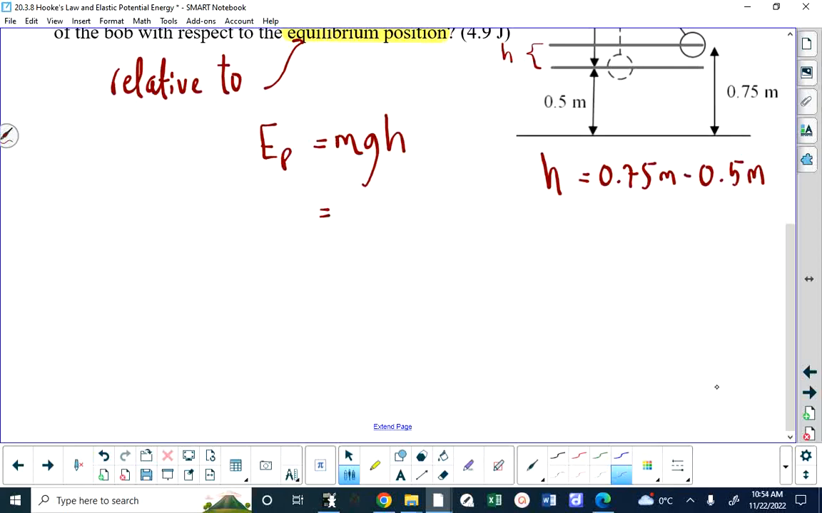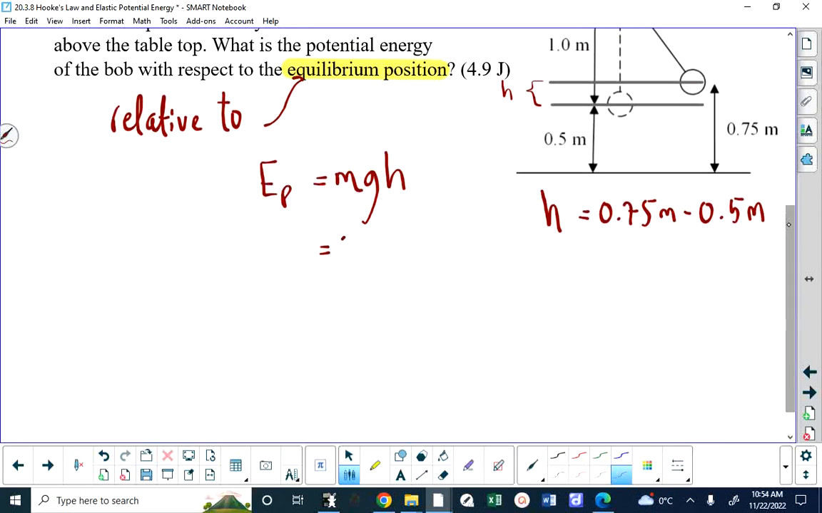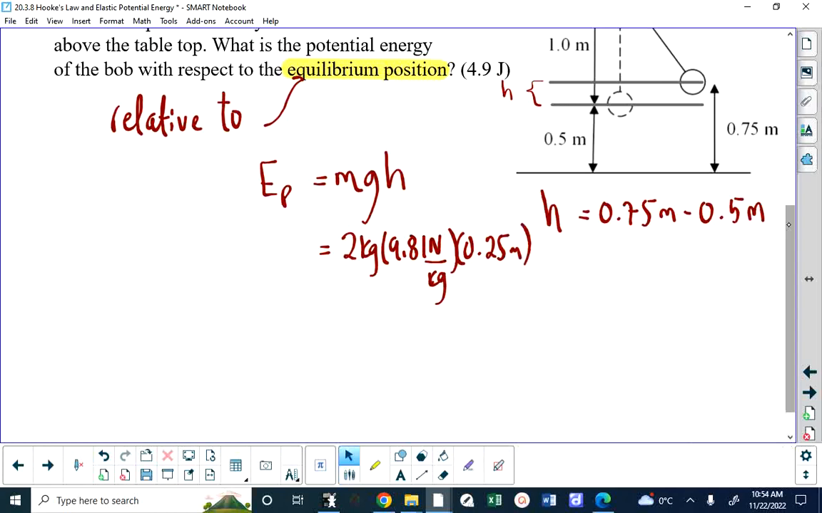So I can put in the mass. What was the mass of the Bob? 2 kilograms multiplied by 9.81 newtons per kilogram, multiplied by that 0.25 meters. You'll notice I'm starting to put units in more often now than I did before, and my reasoning is by this point in time the unit should not be a confusion to you in solving this equation. So we're going to multiply this out and get approximately 5. Right? Well, 4.9. I can see the answer there.